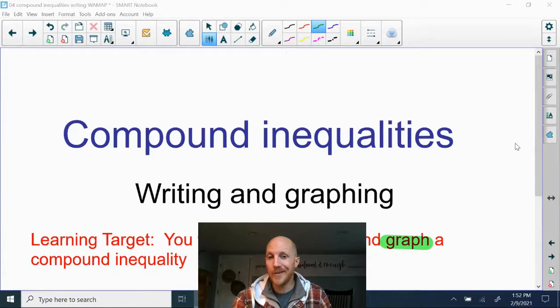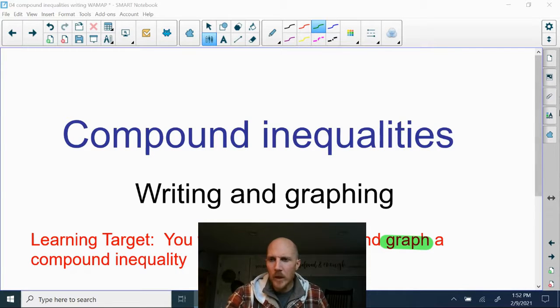All right, so here's what we're looking at today: compound inequalities. Our learning target: you'll be able to write and graph a compound inequality. So obviously we're going to learn what is a compound inequality, but out of those three tasks that we're focusing on here in our study of inequalities, writing, graphing, and solving, we're only going to look at those first two today, writing and graphing. We'll see solving next time.